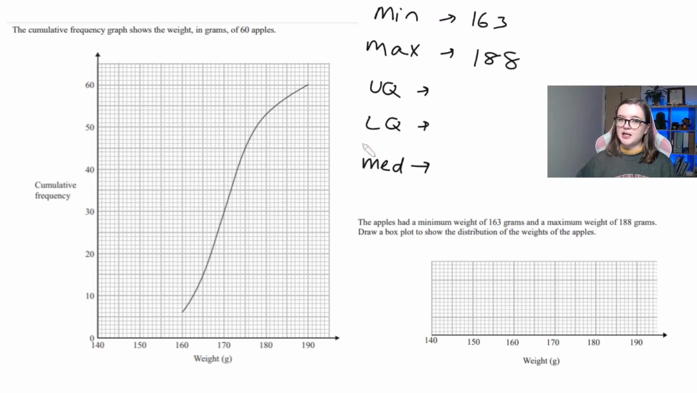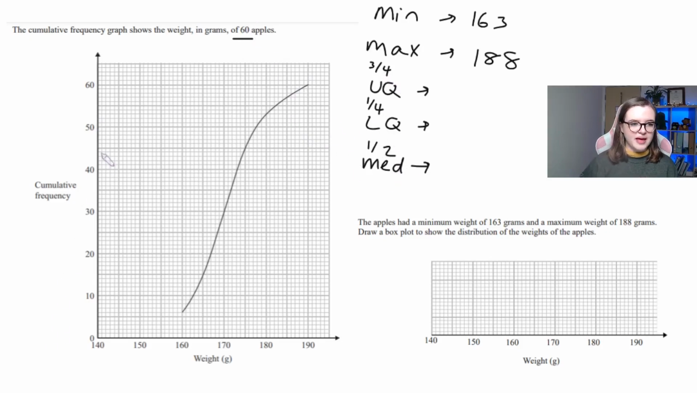And then upper quartile, lower quartile, and median, you're going to find using this graph here. So lower quartile is a quarter of the way through the data. That's always 1/4 of the way through. Upper quartile is always 3/4 of the way through, and median is always half of the way through. So what we do for that is, okay, we find the apple that's 1/4 of the way through all of the apples, which is going to be 60 times 1/4, or 60 divided by 4, which is 15. So the 15th apple will be the lower quartile. The 45th apple will be the upper quartile, which is 3/4 times 60, and the 30th apple will be the median.